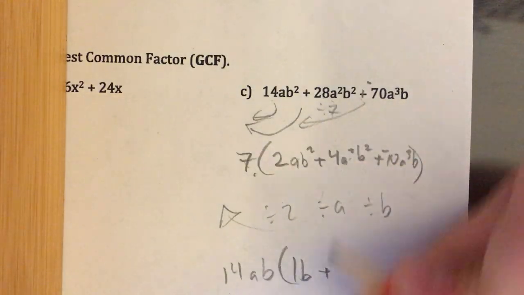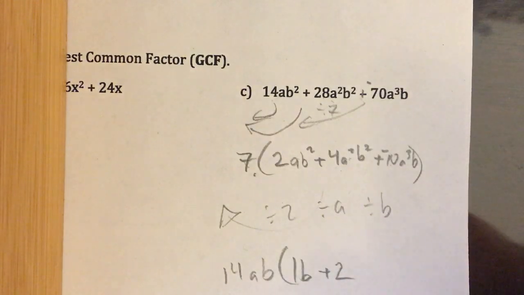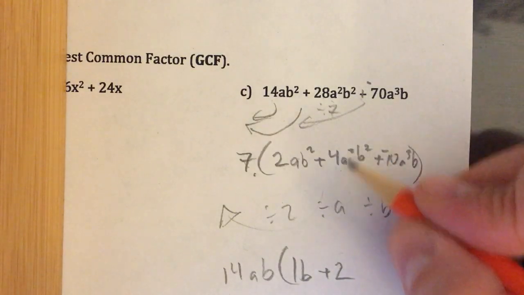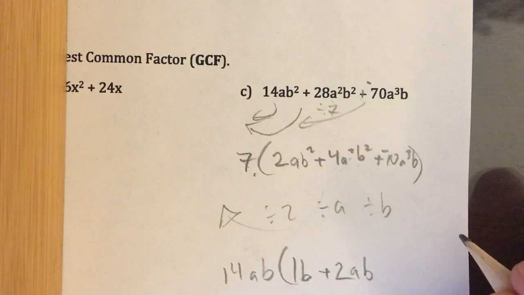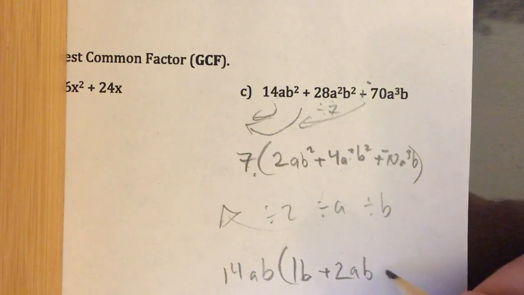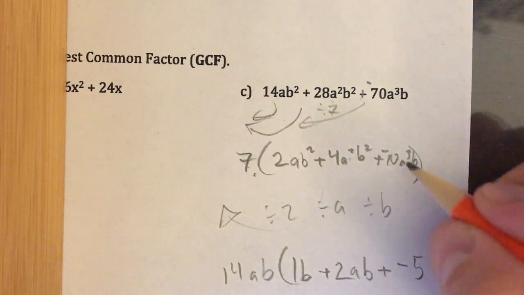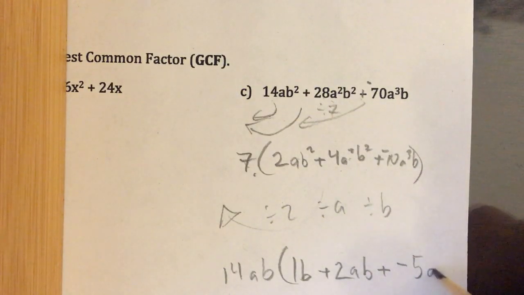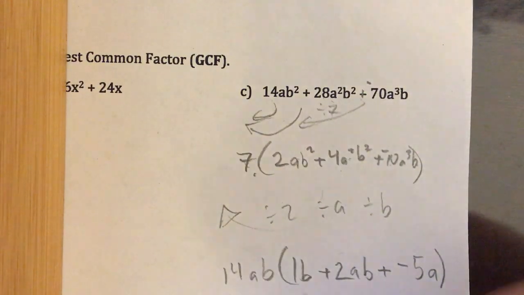On the next problem, if I divide by 2, well, I'm left with 2 left over here. I took one of the a's and one of these b's, so I'm left with just 1a and 1b left. And finally, I have plus negative 5, and I took one of the a's, and the b is gone now. So this is right here.